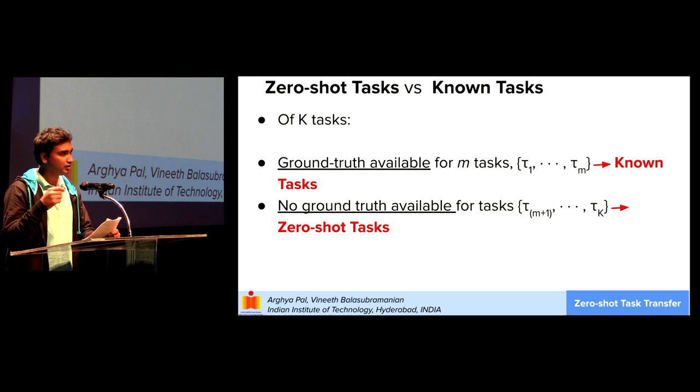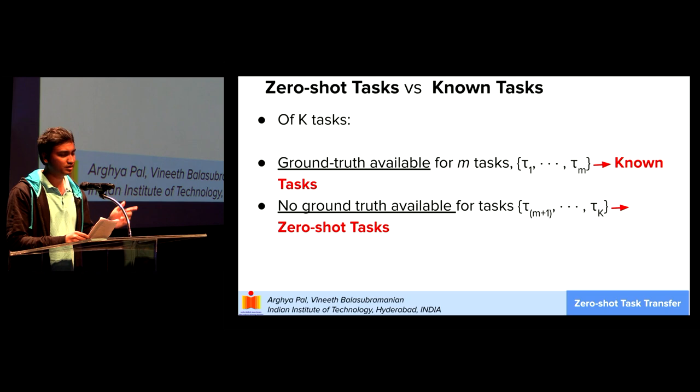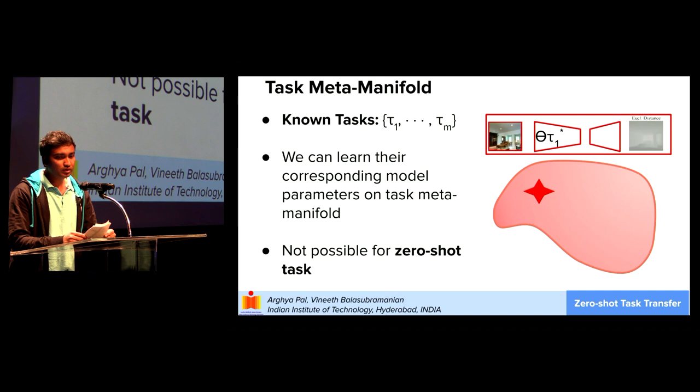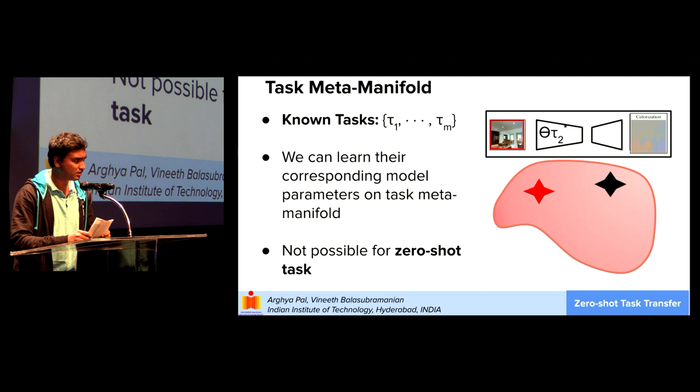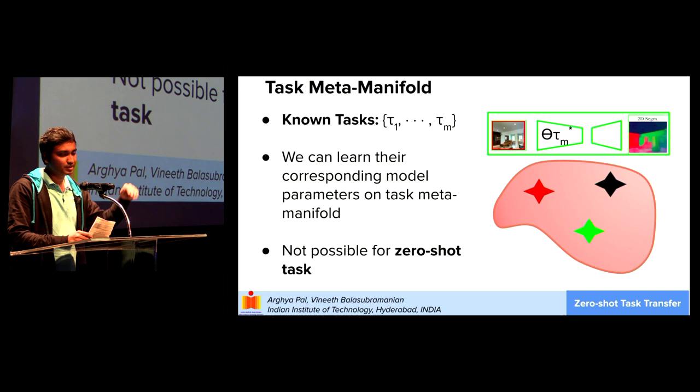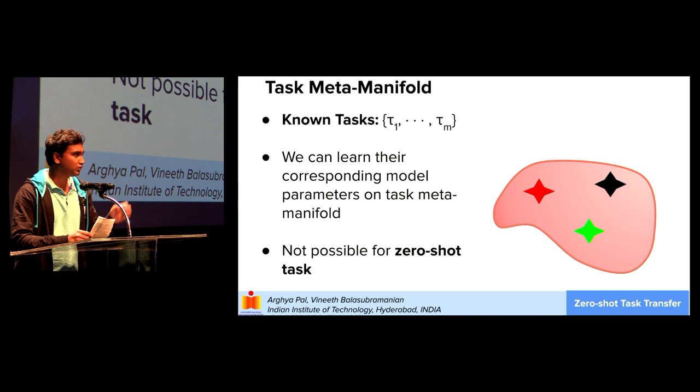We have ground truth for the first M tasks, known as known tasks, but no ground truth for the other tasks. For known tasks, we can learn their corresponding model parameters on the task manifold because we have data. For example, for Euclidean distance, we have ground truth and we can learn the corresponding position. The next is colorization. We can again train a model and learn the corresponding parameters on the task manifold. And the third task is 2D segmentation. But this is not possible for zero-shot tasks since we don't have any data to train a model, and we don't have the model parameters for that.